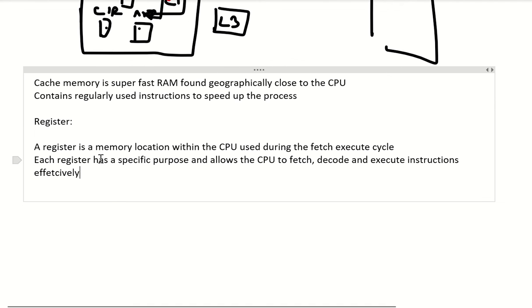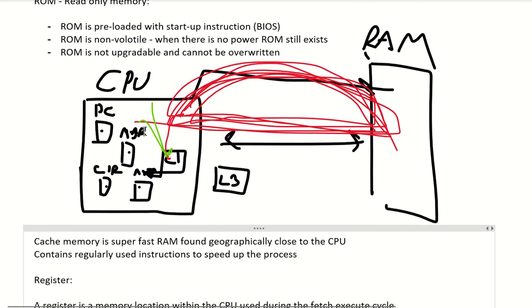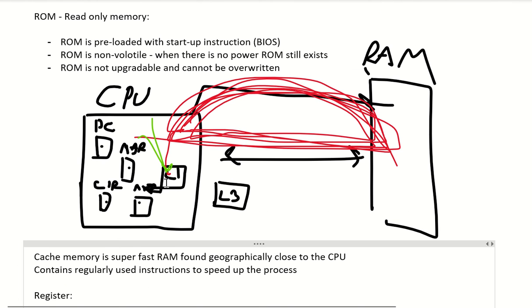Okay, it's a specific piece of memory located on the CPU, which is used during the fetch execute cycle to store different bits of data. So what happens, just to give you some context, the memory address register contains the next instruction to be executed. That goes to RAM. RAM brings back the instruction. That gets stored in the memory address register, which then puts it to CIR to split it into different things.